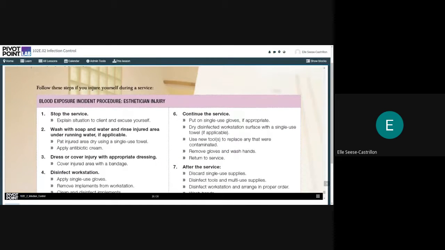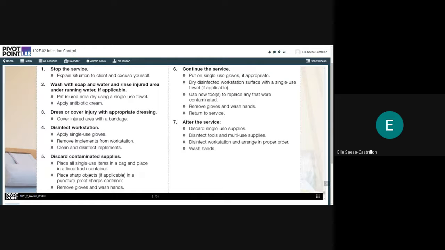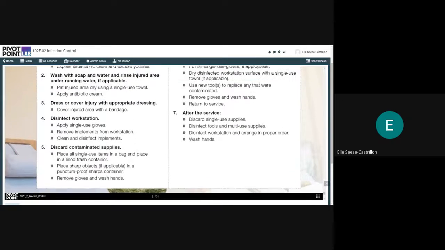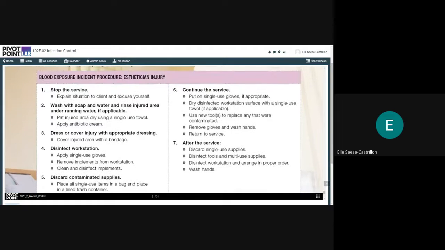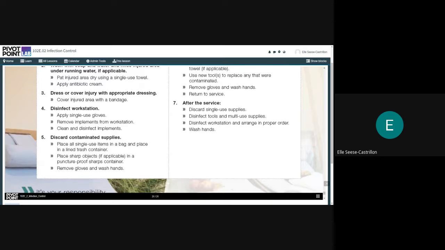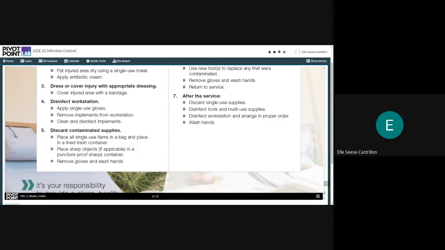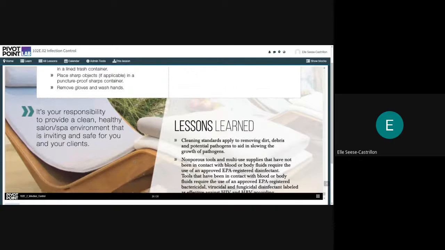If you do injure yourself, you need to stop the service. Again, wash with soap and water and rinse the area under running water. Pat it dry and then apply antibiotic cream. Dress or cover it, and disinfect your workplace. Discard any contaminated supplies. Then you can continue the service. And then after the service, again, discard single-use items, disinfect your tools, and also disinfect your workstation, arrange in proper order, and wash your hands.